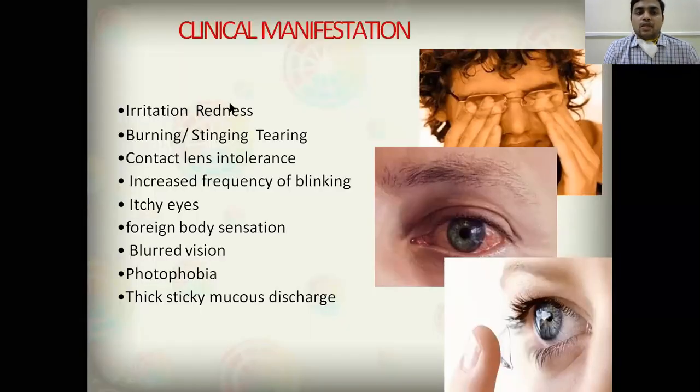So what are the various clinical manifestations we see in dry eye? The patient will have irritation, redness, burning sensation, contact lens intolerance, and increased frequency of blinking. Sometimes we also have itchy eyes and foreign body sensation. And because of the inflammatory process, finally that leads to blurred vision, photophobia, and sticky and mucus discharge. These are the various clinical features, that is symptoms, we see in case of dry eye.